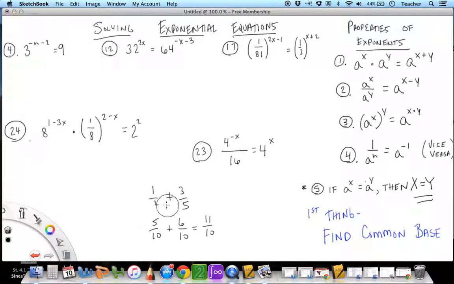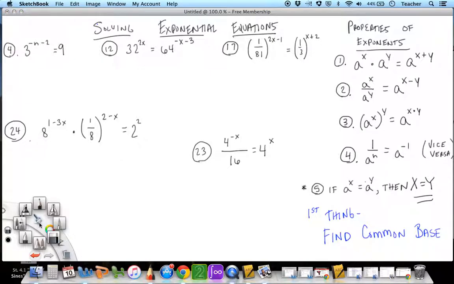All right, let me work into this first problem, which is a good one to start with. If we look at this one and we want to find a common base, I like the 3, I like the 9. Now, if I were to say I'm going to change this 3 to a 9, that's going to be a good common base. So I write this as 9 to the negative n minus 2 equals 9.